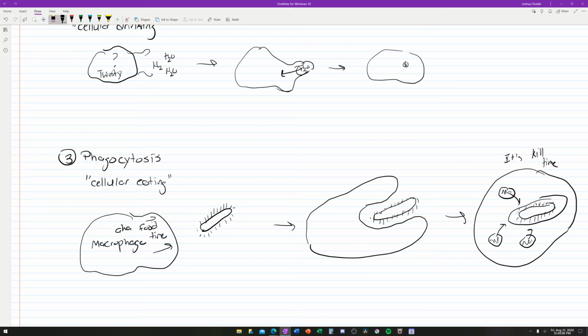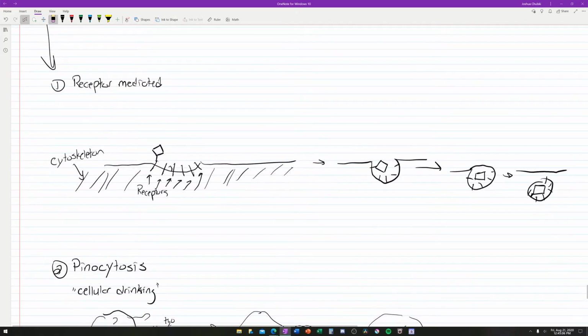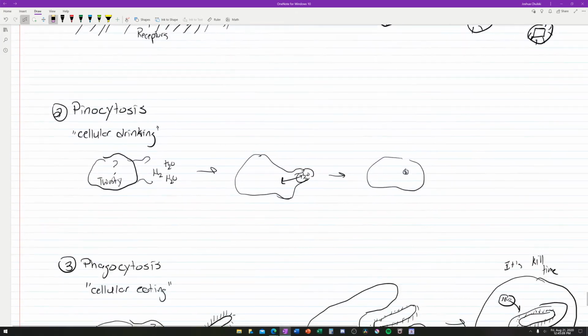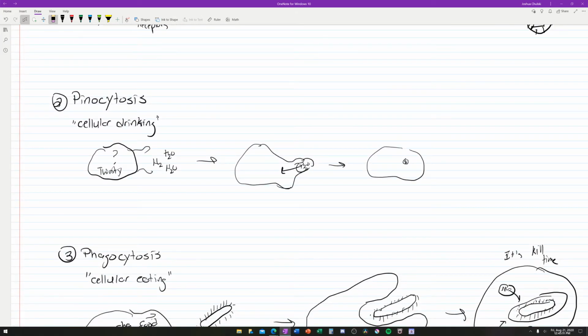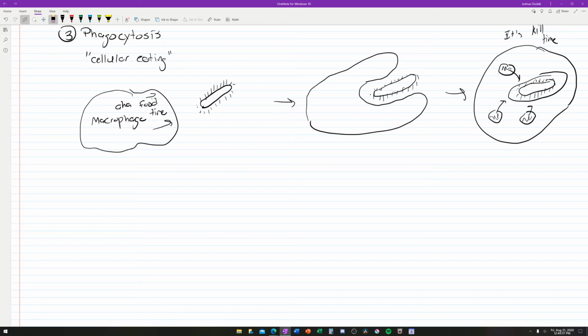All right. So with that, we got receptor mediated endocytosis. We got pinocytosis, which is basically phagocytosis, but with water and smaller particles, which is water drinking. And we have phagocytosis. This is cellular eating itself.